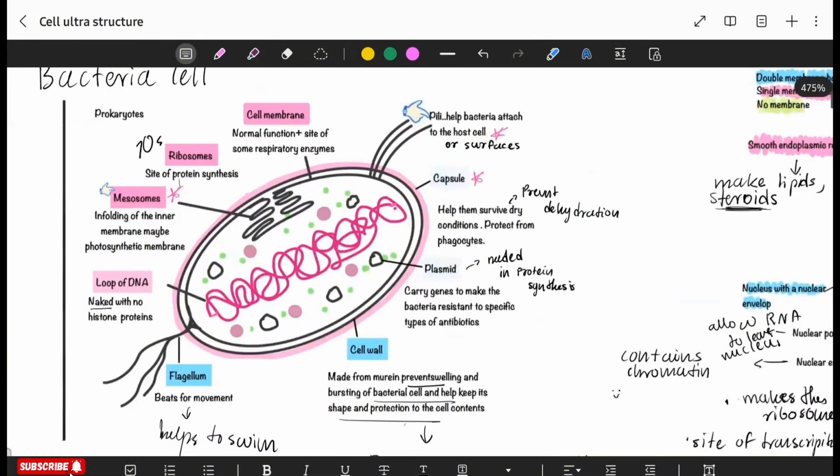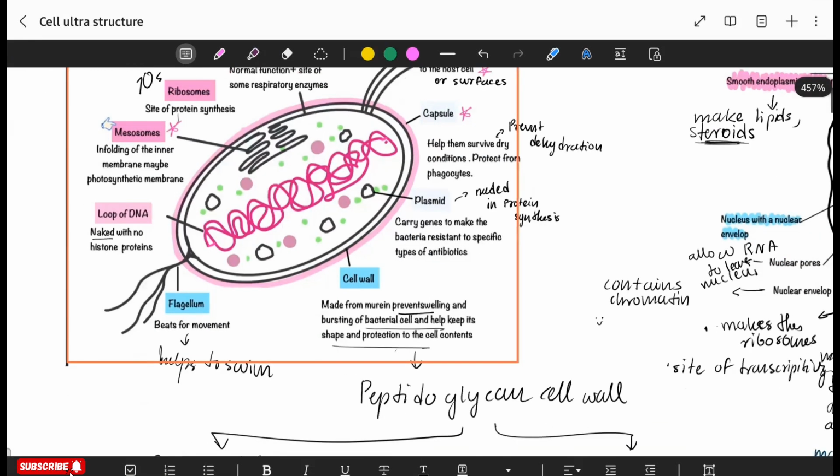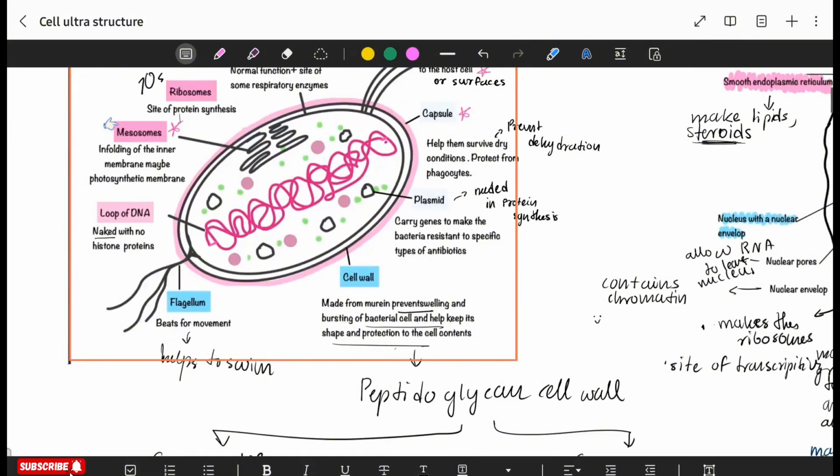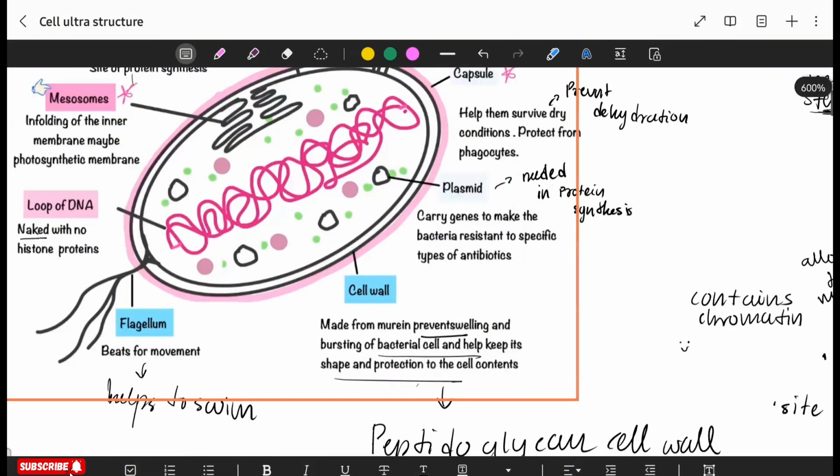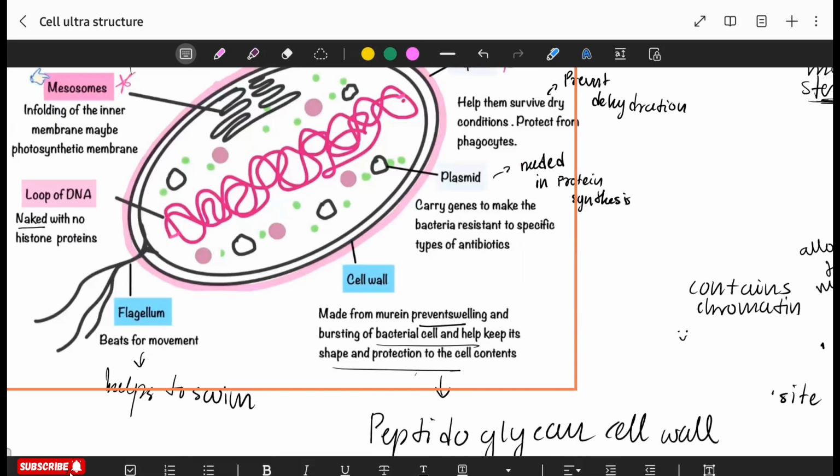Let me start with the cell wall. We know the cell wall is the same for plants and bacteria, but what it is made of is different. Plant cell walls are made of cellulose, but the bacterial cell wall is made of peptidoglycan, made from murein, which prevents the swelling and bursting of the bacterial cell. It also helps keep its shape and protects the cell contents.